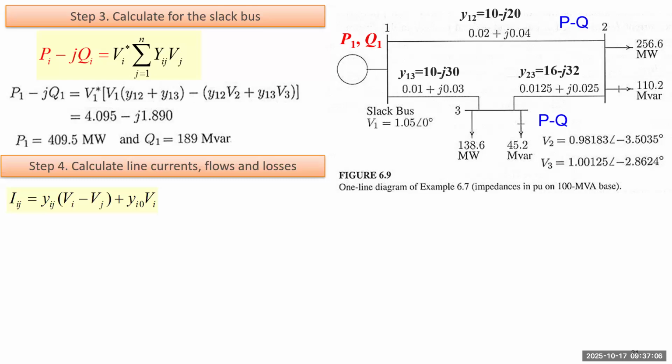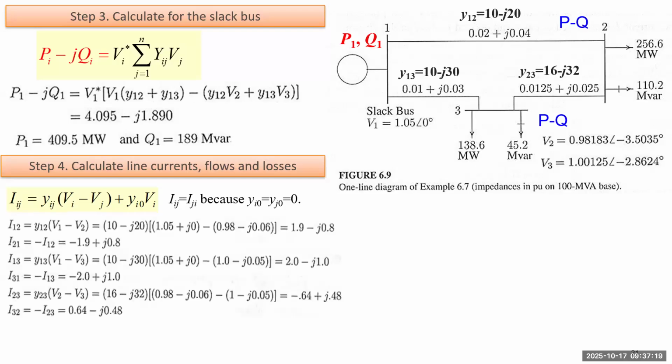Finally, we calculate the line currents. For this case, there's no admittance to ground, so the current injection from each terminal of the line will be opposite to the current of the other one. So we only need to calculate, for instance, I12, I13, and I23, and the other ones will simply take the negative value.